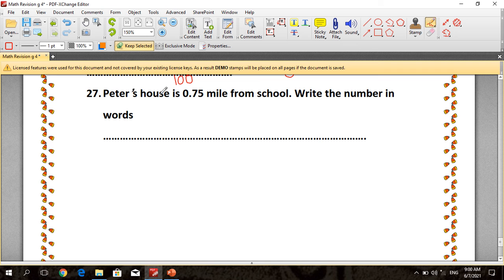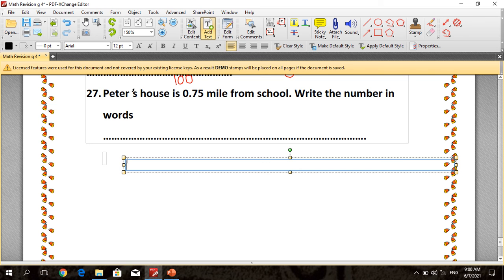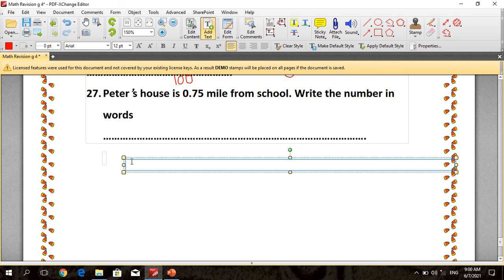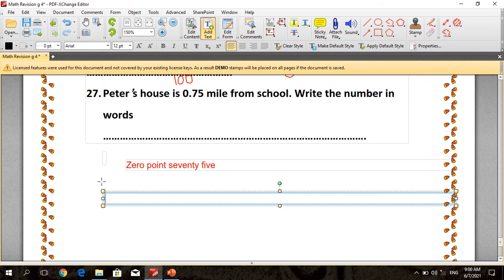Now let's see the last question we have today. He tells you that Petra's house is 0.75 miles from the school. Write the number in words. So here he gave you a number in decimal and he wants you to write it in words. Well, we can write it more than one way, okay? Let me show you how. First of all, you can write what you see. It's like this. 0.75. This is the first way you can write the result.